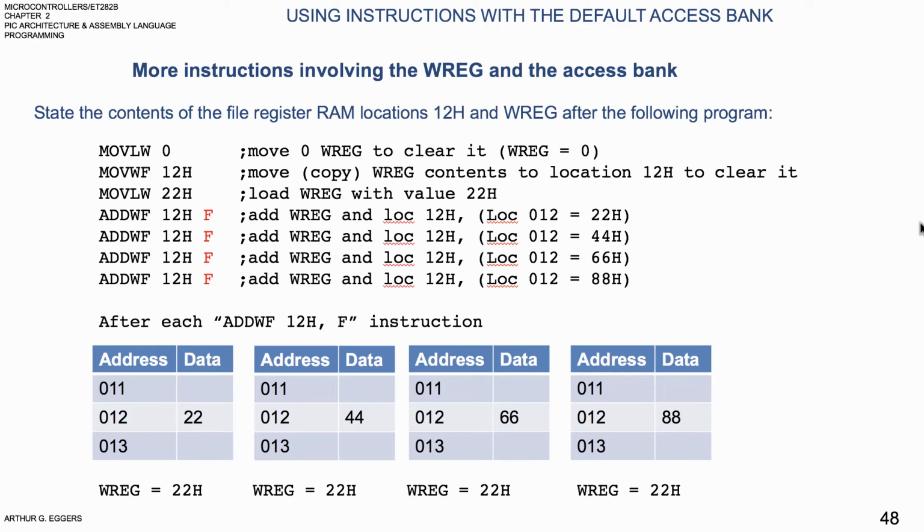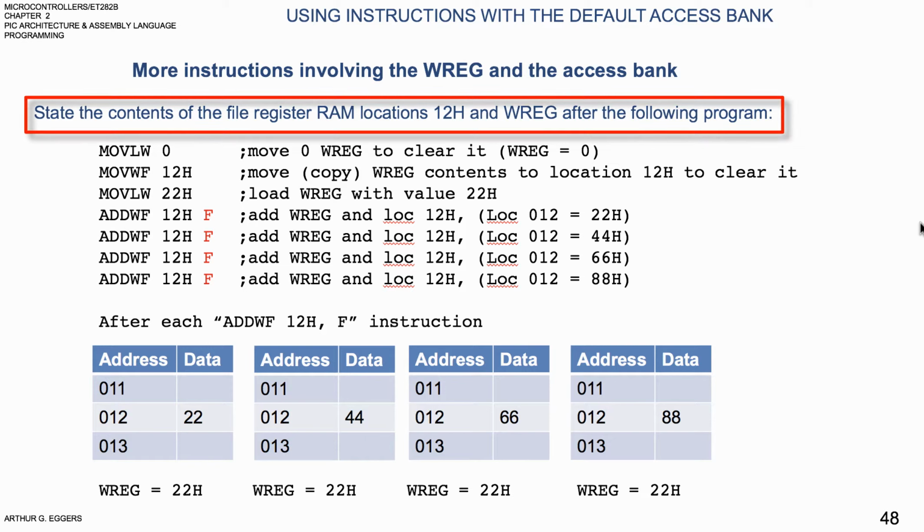Let's take a look at a couple of additional examples of using the ADDWF instruction and the destination bits of W and F. In this one, the example asks us to state the contents of the file register RAM location 12H and the working register after the following program. So let's step through this.